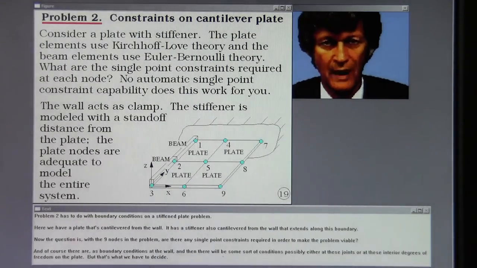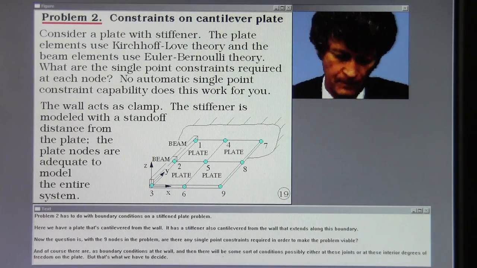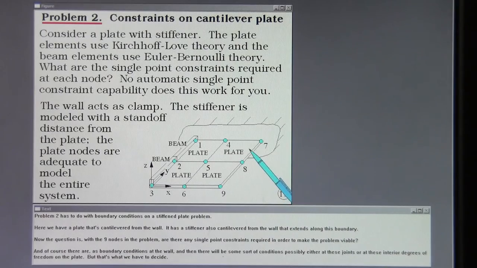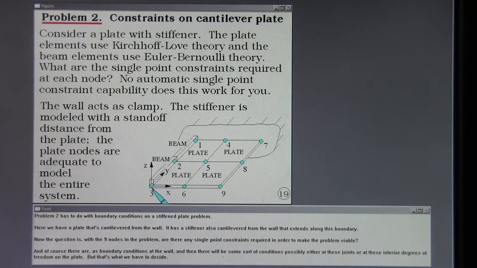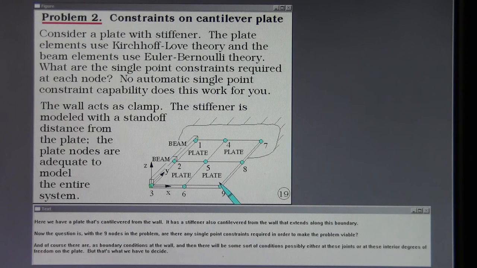Problem 2 has to do with boundary conditions on a stiffened plate problem. Here we have a plate that's cantilevered from the wall. It has a stiffener also cantilevered from the wall that extends along this boundary. Now, the question is, with the 9 nodes in the problem, are there any single point constraints required in order to make the problem viable? And, of course, there are boundary conditions at the wall, and then there will be some sort of conditions possibly either at these joints or at these interior degrees of freedom on the plate. But that's what we have to decide.